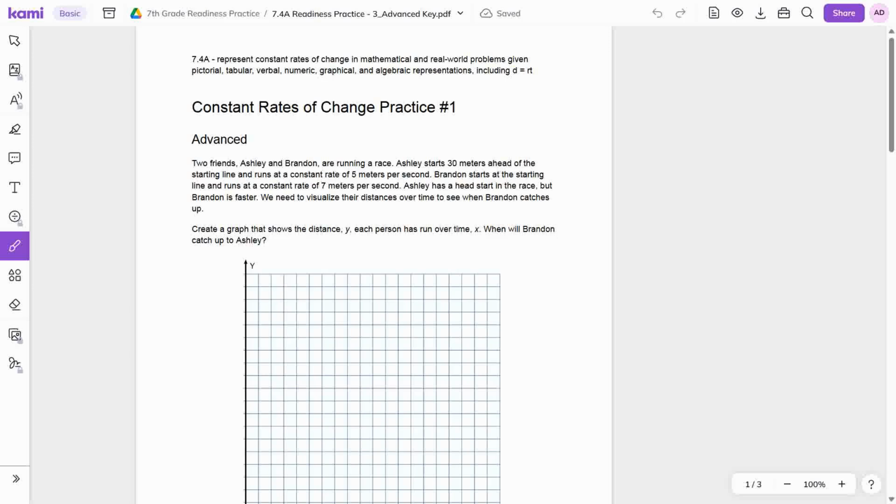Today we are looking at the 7th grade concept of constant rates of change. This is 7.4a Readiness Practice, the advanced version.